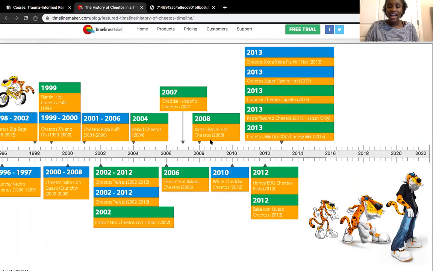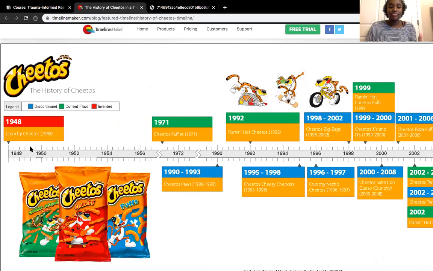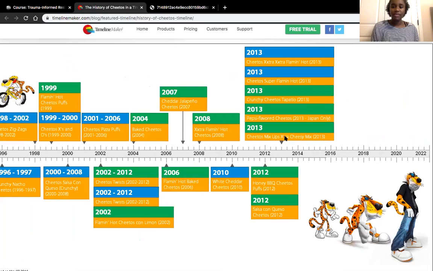All right, so I think the extra flaming hot Cheetos are younger because it's closer to 2020. They were invented in 2008, but Baked Cheetos were invented in 2004. Okay, so whichever one is closer to the beginning of it is older. So all this stuff this way is older than all this stuff this way.